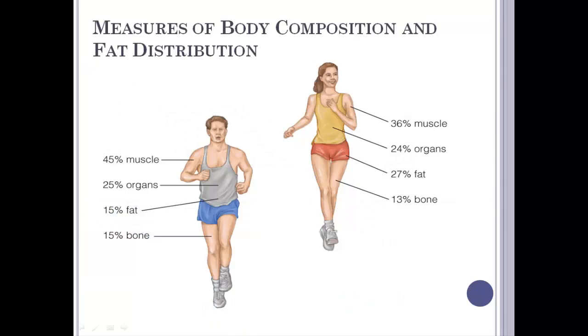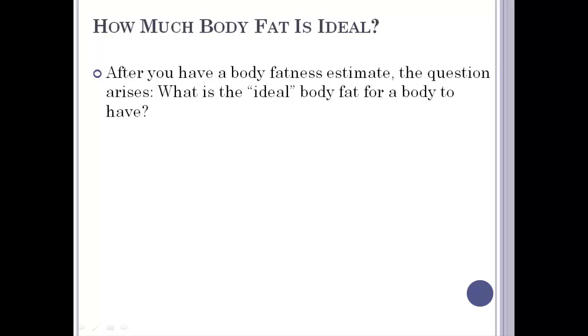So, body fat composition and distribution. When you're looking at a man versus a woman, you're going to see that there are different numbers recommended for health risks simply because women tend to have more body fat than men do. But on both, almost a third to half of your body composition is generally muscle, while about a quarter of your body composition is organs. 15% to 30% ideally is fat, and then the rest would be bone.